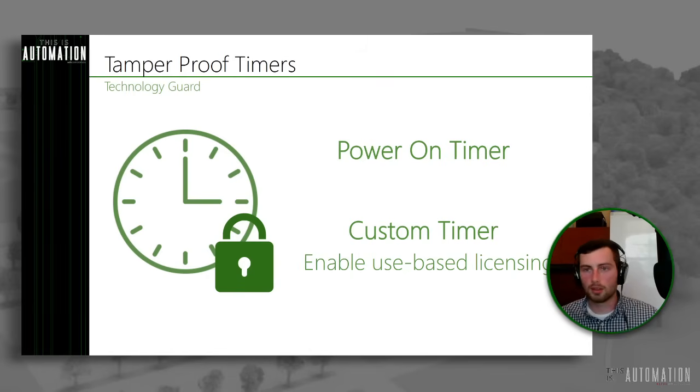So anytime that there's power on the technology guard, basically whenever it's plugged in and the system is running, it's counting time. So that can be used for use-based licensing, for example, or again, measuring warranty conditions, something like that. There's also another timer that again can be accessed with the ESGuard library to time whatever you want.